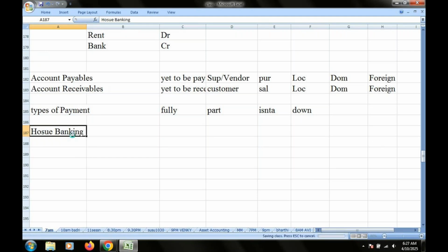In this house banking, you can take any company, with MNC standards. MNC standards companies maintain a minimum of 4 or 5 banks. Why do companies maintain 4 or 5 banks? Because the payment is very flexible.